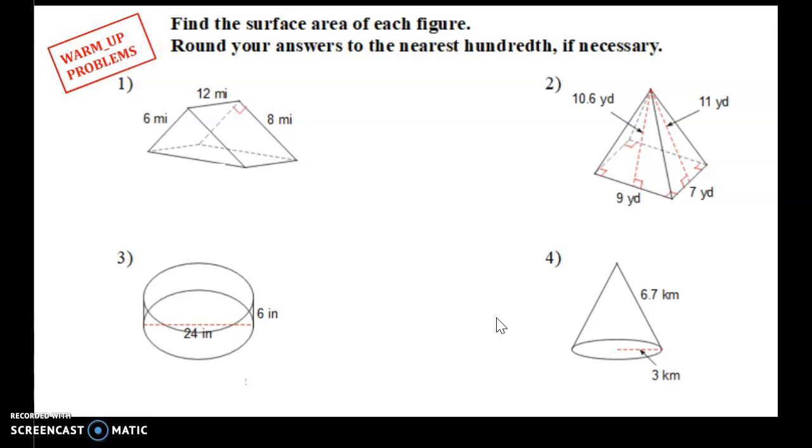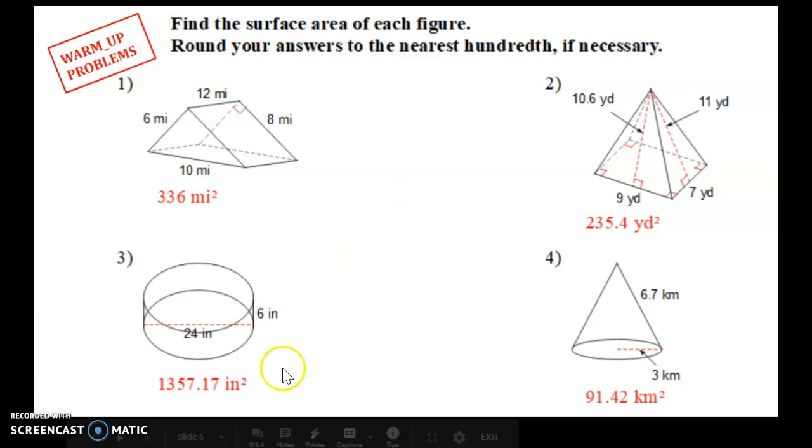Okay, so here are the warm-up problems. Let me go through the answers first. So with this, to calculate the surface area, you had to figure out this dimension, right? So if you knew the 6 and 8, what is the hypotenuse? Because knowing that this is a right angle, this has to be 10 miles. So then you use that to calculate the surface area. I am just going to go through the answers first, and then I will show you my worked out solutions in more detail.